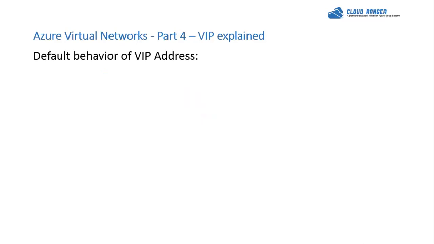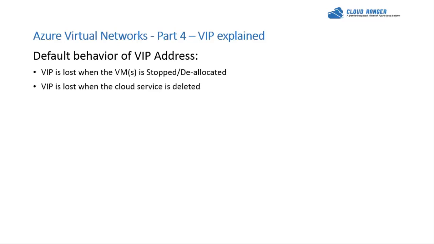So let's talk about the default behavior of a VIP. A VIP is lost when a VM is stopped or deallocated. So we know a VIP is created when the cloud service is created. However, this VIP will be lost if the virtual machine has been shut down from the Azure portal. The other time this VIP is lost is when the cloud service is deleted. So if you go and delete a cloud service, since the VIP is associated to the cloud service, it will just delete it. This is exactly what makes the VIP address very unpredictable.